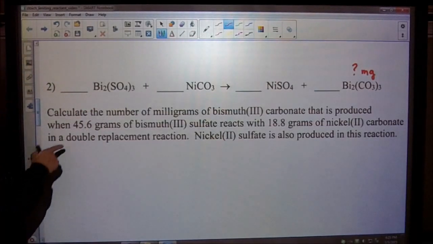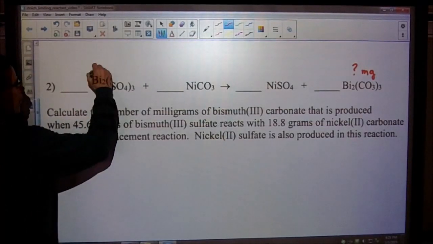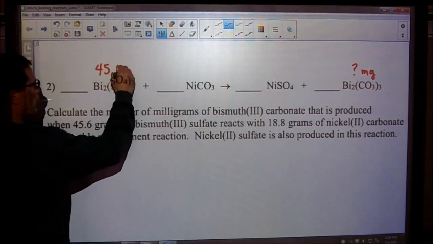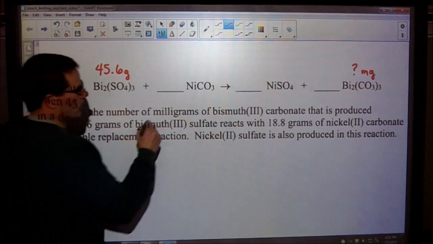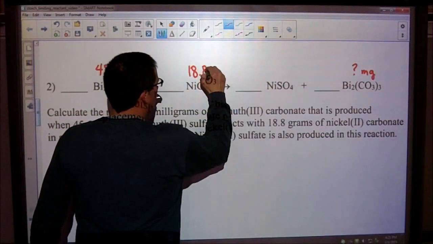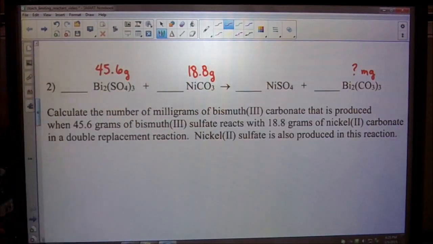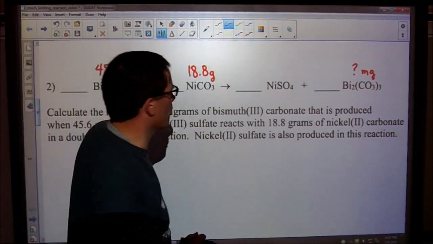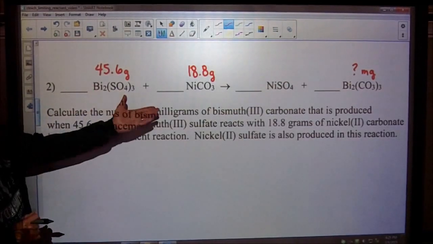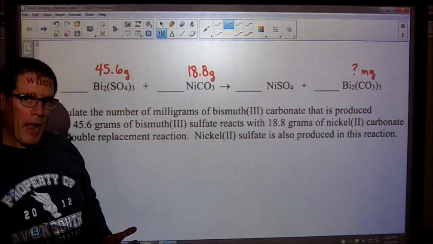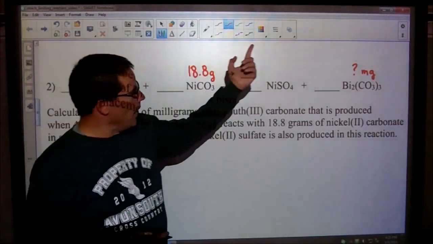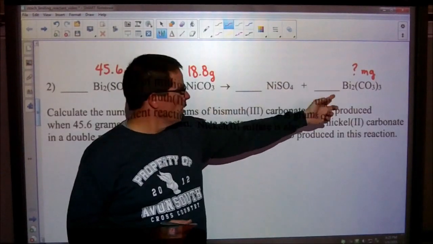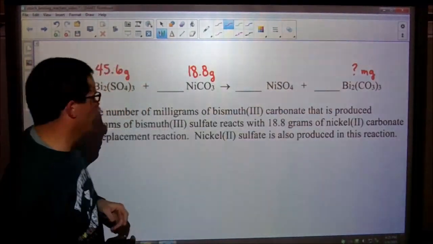That is produced when 45.6 grams of bismuth 3 sulfate reacts with 18.8 grams of the nickel 2 carbonate in a double replacement reaction. Then it says nickel sulfate is also produced. Alright, so there's my information. I know this is a limiting reactant problem because I have amounts for 2 different reactants. And the question's asking how much in milligrams of the bismuth 3 carbonate is going to be formed.